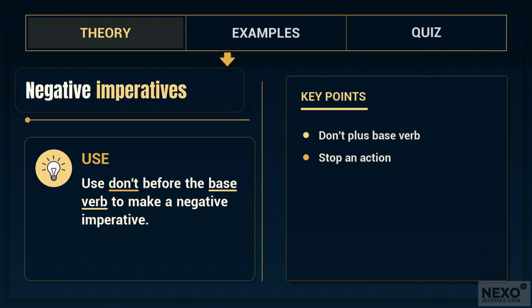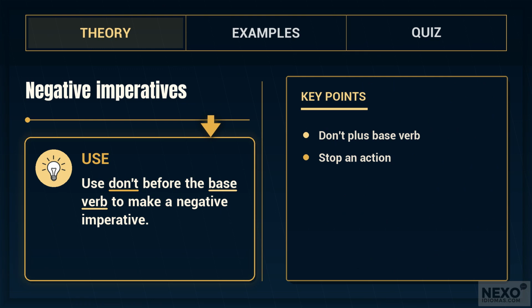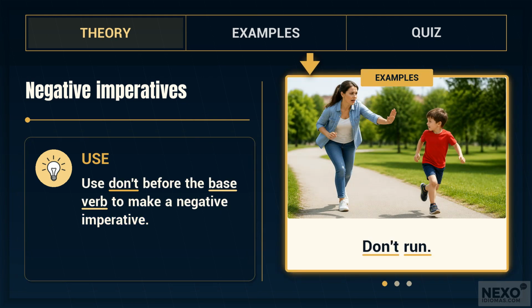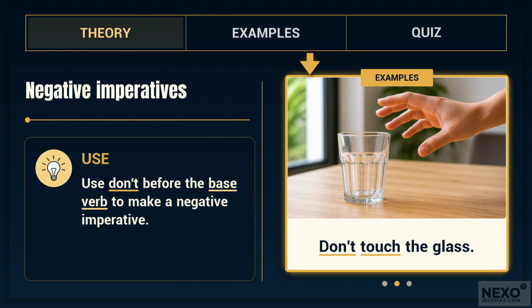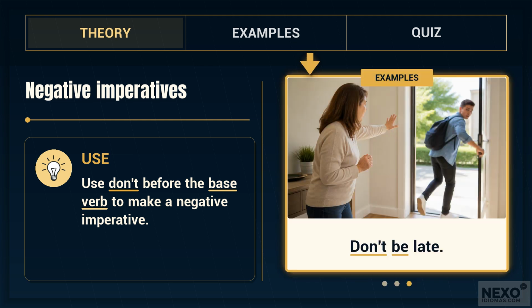Negative imperatives. Use don't before the base verb to make a negative imperative. Example: don't run. Example: don't touch the glass. Example: don't be late.